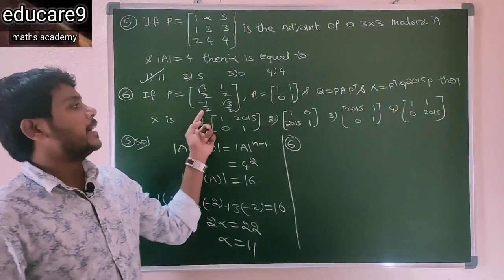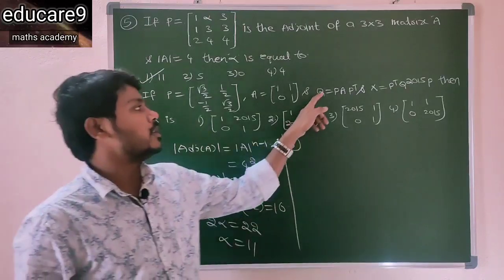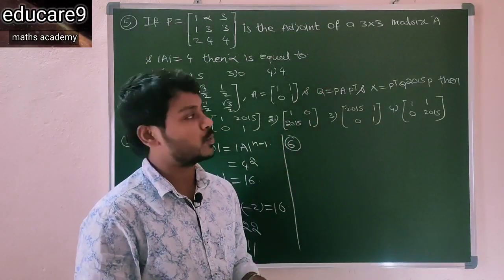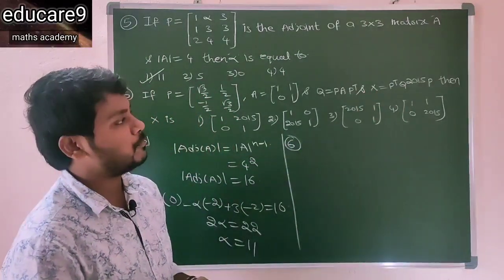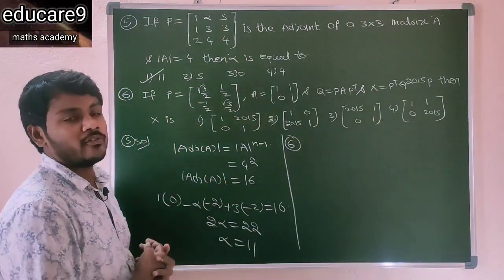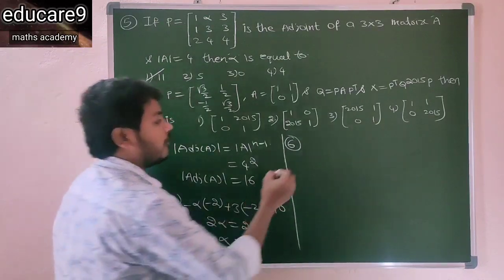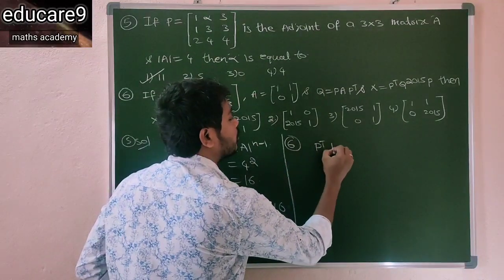See the sixth one. Here matrices P and A are given, and Q is equal to P into A into P transpose, and X is P transpose Q power 2015 P. Then find the value of X. So here find P transpose into P.